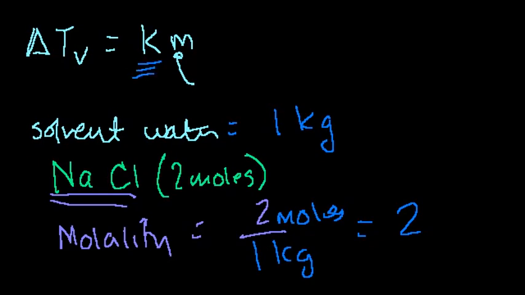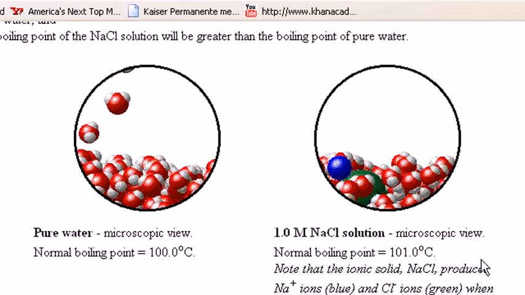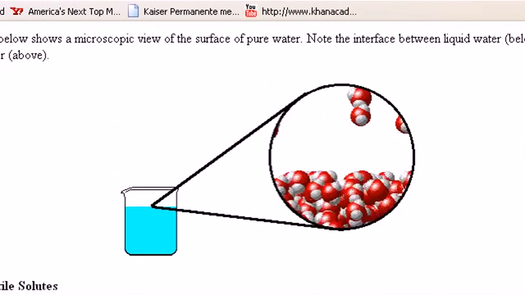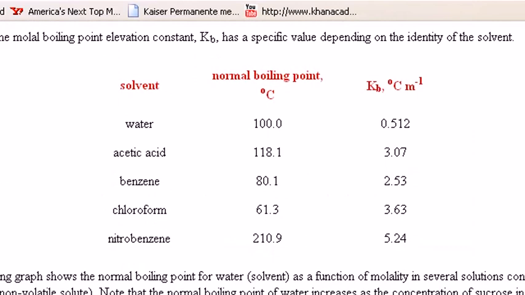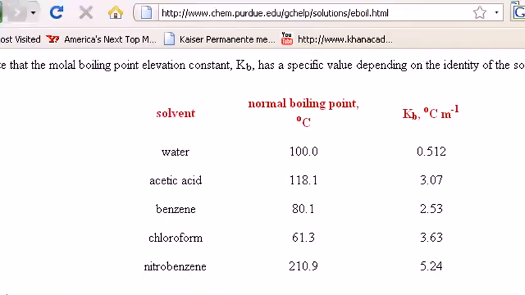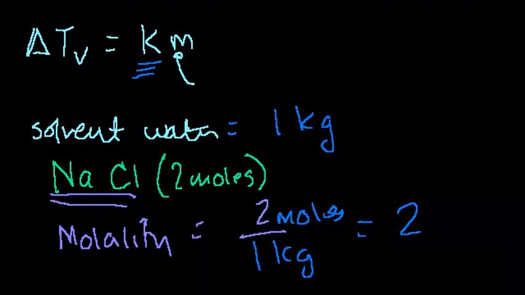And actually, that same Purdue site gave a list of tables. I haven't run the experiments myself. They have some neat charts here, but they say water's normal boiling point is 100 degrees Celsius at standard atmospheric pressure. And then they say that the constant is 0.512 Celsius degrees per molal. So let's just say 0.5. So it equals 0.5.